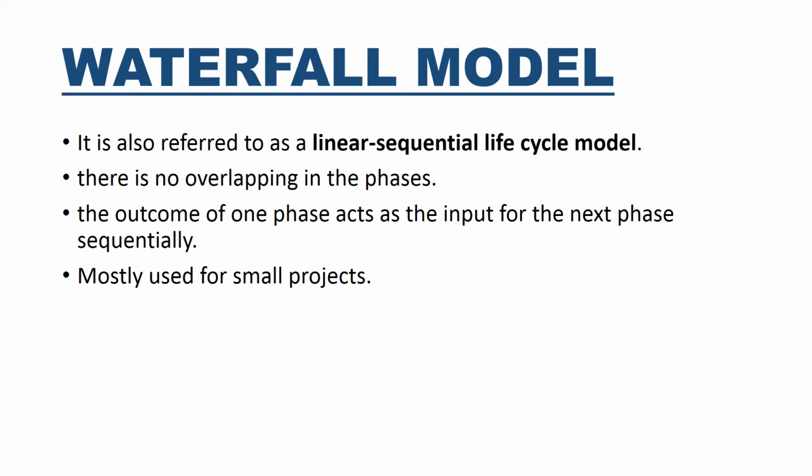So the output of the first phase will serve as the input to the next phase, and there is no overlapping of phases. That means we cannot iterate back to the previous one unless and until we complete the next one. So according to this model, we have to complete one phase completely, and then only we can move to the next phase, and we cannot backtrack to the previous one.